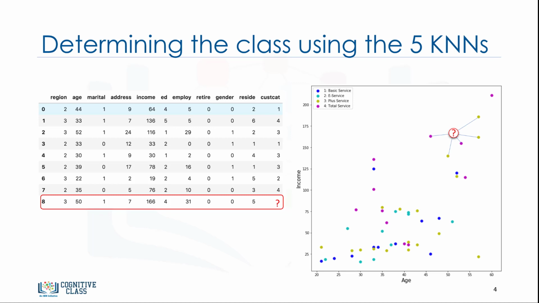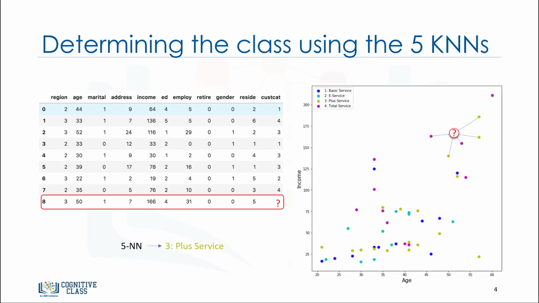Now, let's look at our scatter plot again. Rather than choose the first nearest neighbor, what if we chose the 5 nearest neighbors and did a majority vote among them to define the class of our new customer? In this case, we'd see that 3 out of 5 nearest neighbors tell us to go for class 3, which is plus service. Doesn't this make more sense? Yes, in fact, it does. In this case, the value of k in the k-nearest neighbors algorithm is 5.